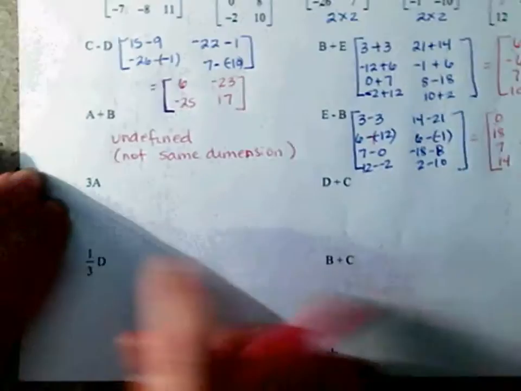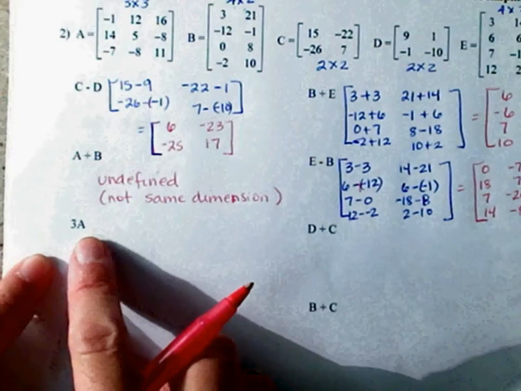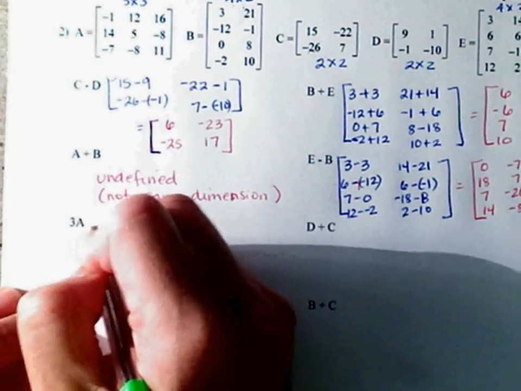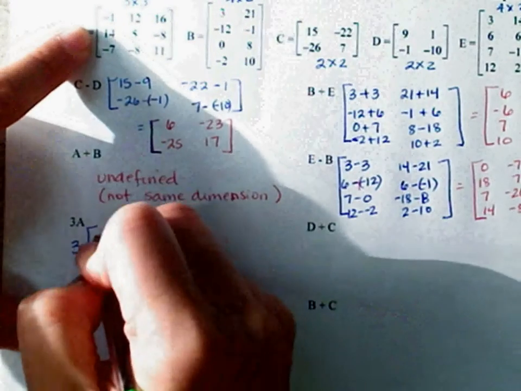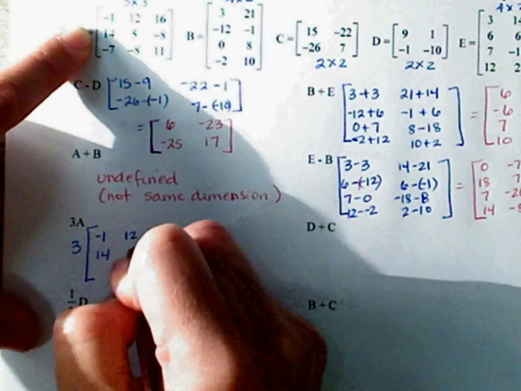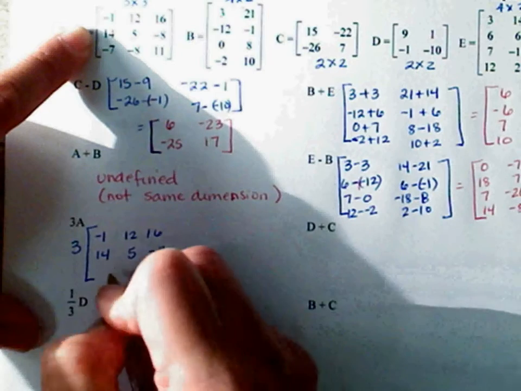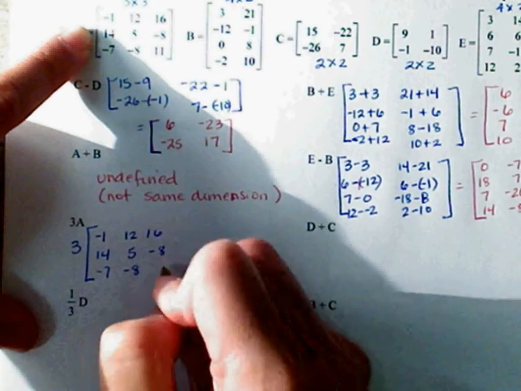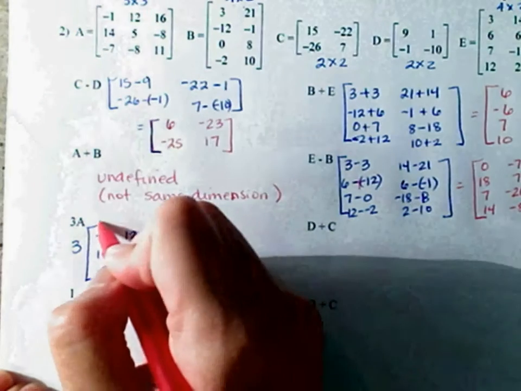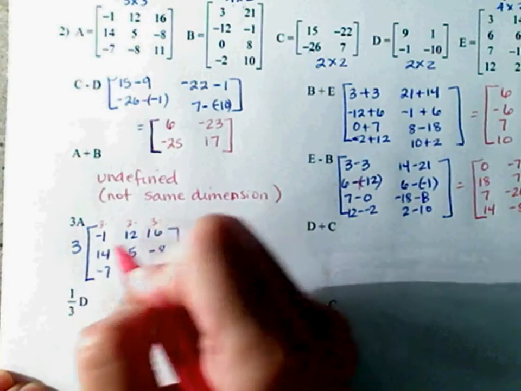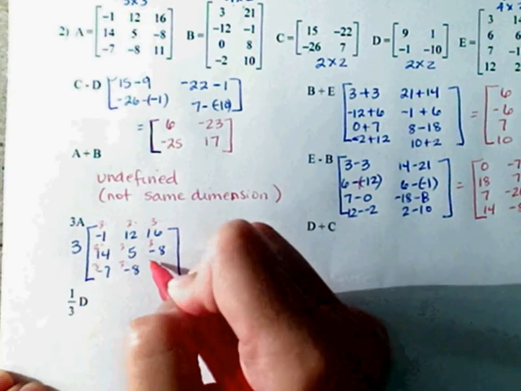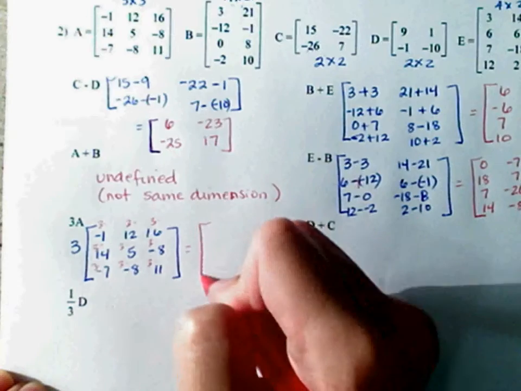Next problem, 3A. This is a scalar, so what you're going to do is multiply 3 times all of A, which is negative 1, 12, 16, 14, 5, negative 8, negative 7, negative 8, and 11. So you're going to multiply 3 times every one of these, just like that. Okay? If you need to use a calculator, please do so. But your dimension should stay the same.